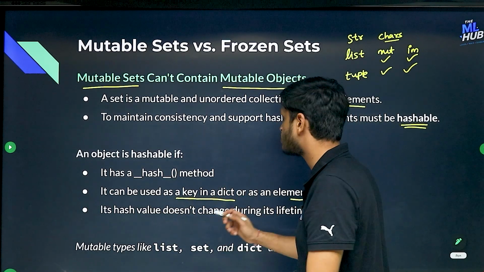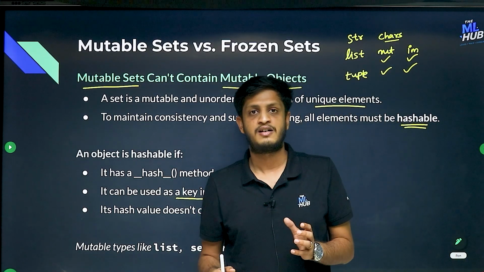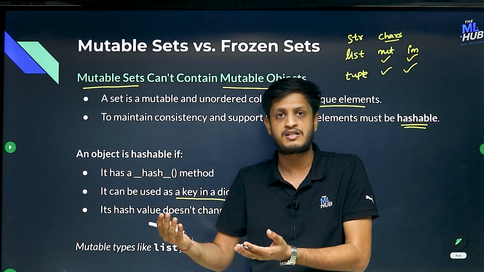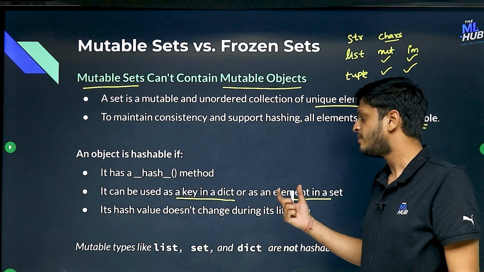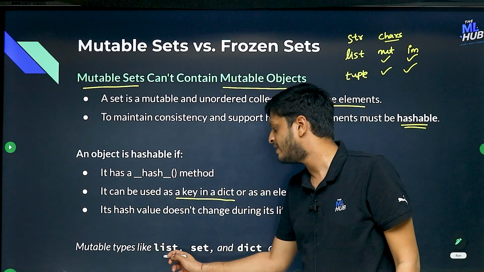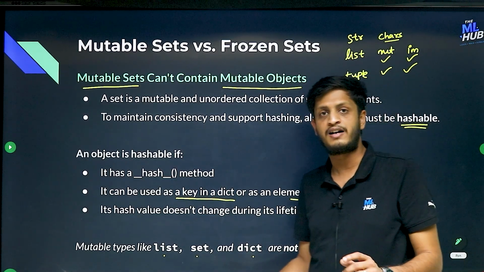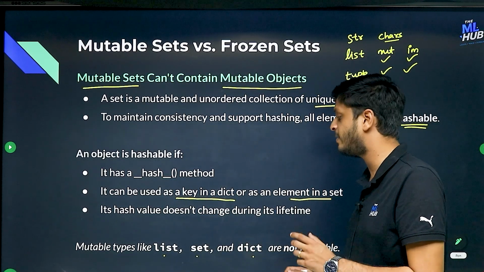Its hash value does not change during its lifetime. Its hash value should not change. And that is why mutable objects are not hashable, because the objects themselves can change and hence their hash value can also change. Mutable types like list, set and dict are not hashable. Even dictionaries are mutable. And hence list, set and dictionaries are not hashable.